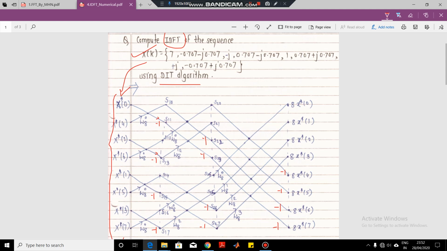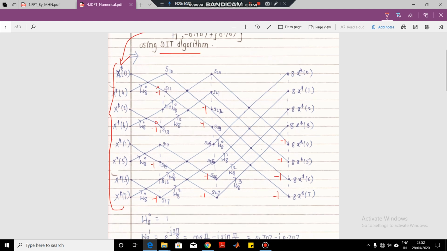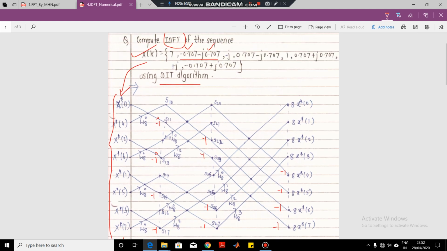Now what is the conjugate of a complex number? The complex conjugate of a number is that the real part remains the same but the sign of the imaginary part changes. So instead of minus 0.707 minus j 0.707, the conjugate of this will be minus 0.707 plus j 0.707. So the real part remains the same but only the sign of the imaginary part will change. So you have to give the input to this algorithm, to this butterfly, first in the bit reversed order, and second we have to take the conjugate of this and give it as input.